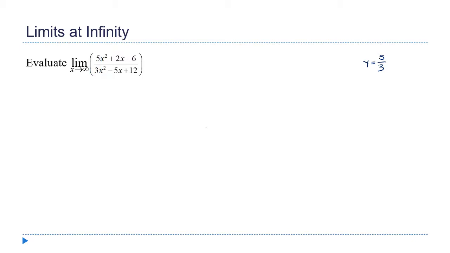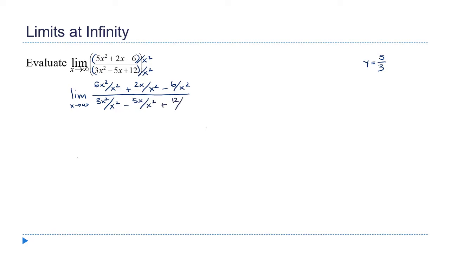Well, again, in that previous class, you kind of did it experimentally. Now I can show that this is true using our new limit. So here's how I'm going to do this. I'm going to divide the numerator and denominator by x squared. Now, when I do this, I'm going to split the fractions up. This becomes the limit as x approaches infinity of 5x squared over x squared plus 2x over x squared minus 6 over x squared, all over 3x squared over x squared minus 5x over x squared plus 12 over x squared.